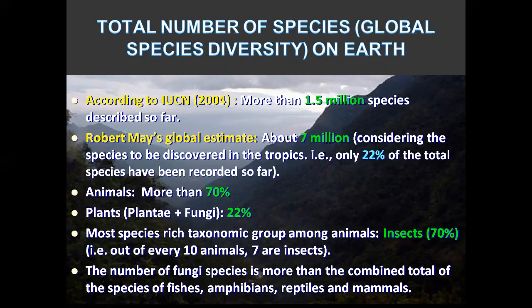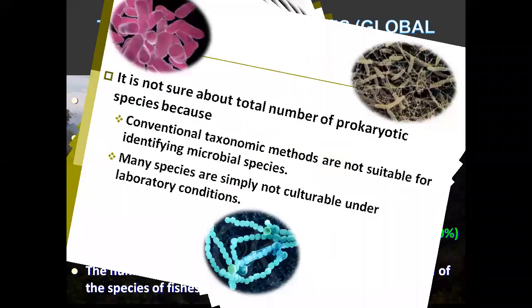Then animals, more than 70%, plants, including plantain, fungi, 22%. The most species rich taxonomic group among the animals is insects. We know that the largest class in the animal kingdom is Insecta, and the largest phylum is Arthropoda. That 70% means out of every 10 animals, 7 are insects. The number of fungi species is more than the combined total of the species of fishes, amphibians, reptiles, and mammals.